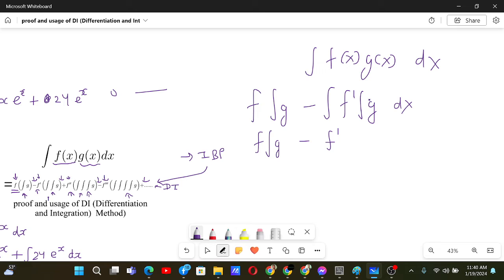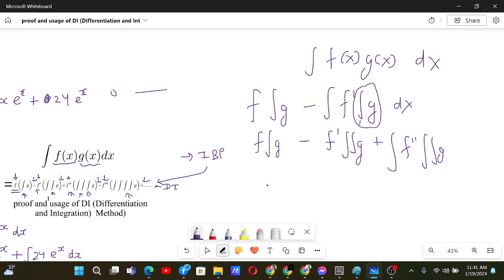And now how do we do this? This will be the integral of g. Whatever we have over here, we have to integrate in integration by parts. Whatever the integral of g is, now we have to integrate that. So that will be the integral of g, and minus minus will be plus. Then we will have the integral of the derivative f', that will be double integral, and then we have to integrate this thing over here. So that will be the integral of g.